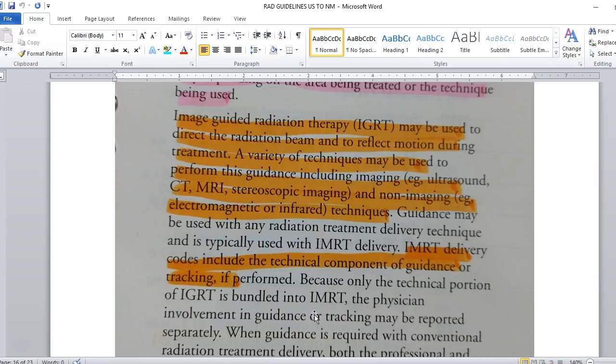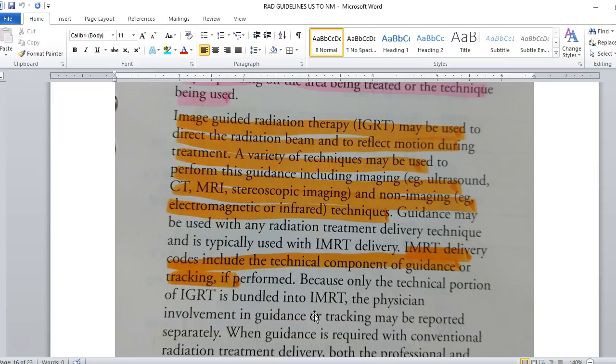We still need to be able to breathe and inflate our lungs. A variety of techniques may be used to perform guidance imaging like ultrasound, CT, MRI, or stereoscopic, and non-imaging like electromagnetic or infrared techniques. Okay, then it goes on and tells us IMRT delivery codes include the technical component of guidance or tracking if performed.